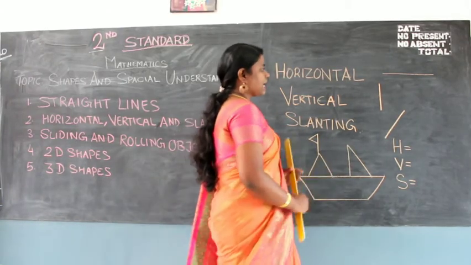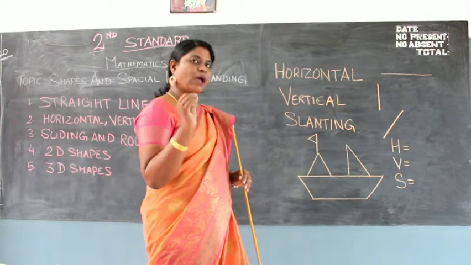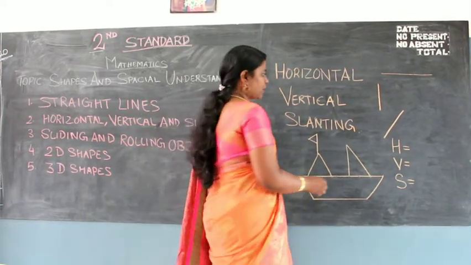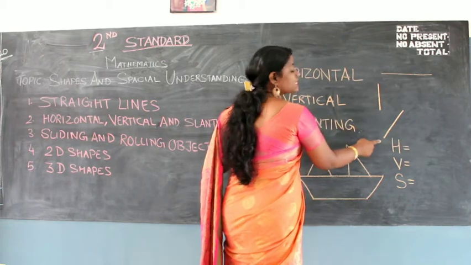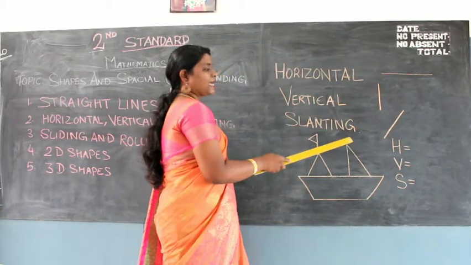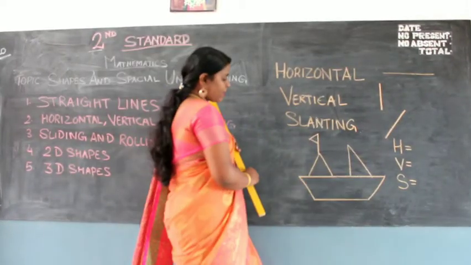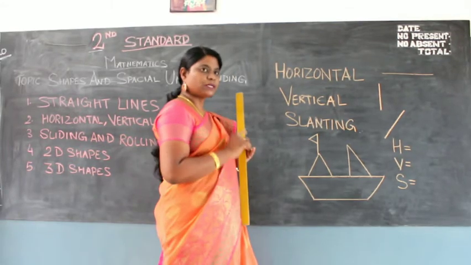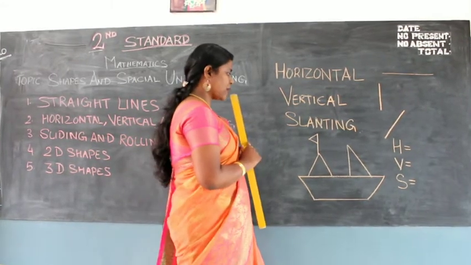So this is a vertical line. A slanting line is this line. Usually when you make a triangle, you have a slanting line in that. Okay, so this is your slanting line. Sleeping line, standing line and slanting line. Okay, that is horizontal, vertical and slanting. Now we're going to see a figure, this one, where you will have to count how many vertical lines you have, how many horizontal lines you have and how many slanting lines you have.